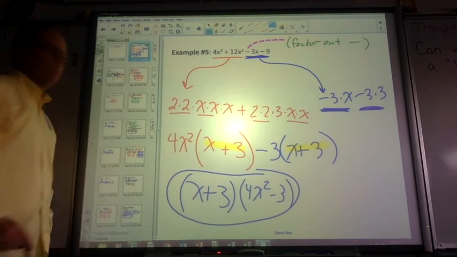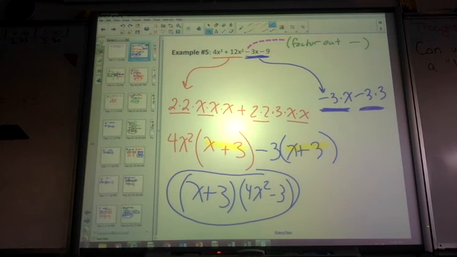So my friends, this is something called factor by grouping. If you have 4 terms that work this way, it shows that you can do this. I know you can do it. I love you guys for doing it.